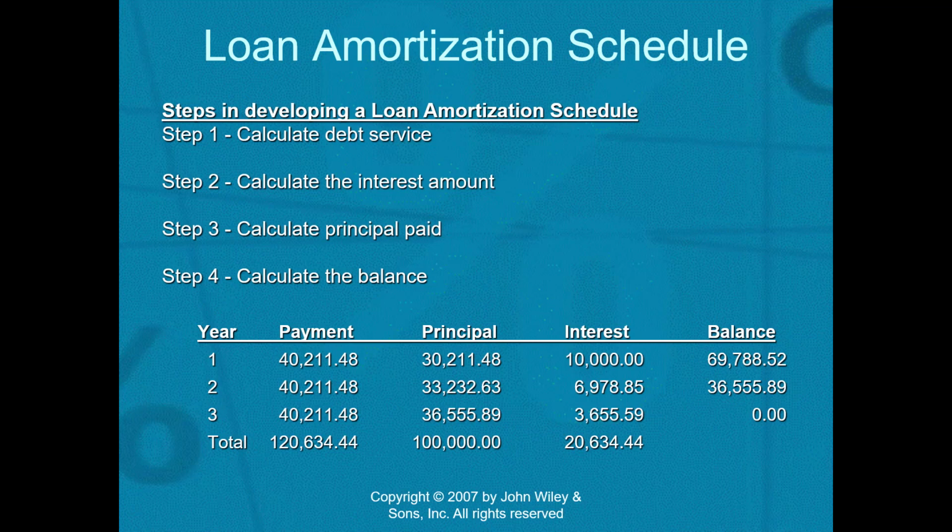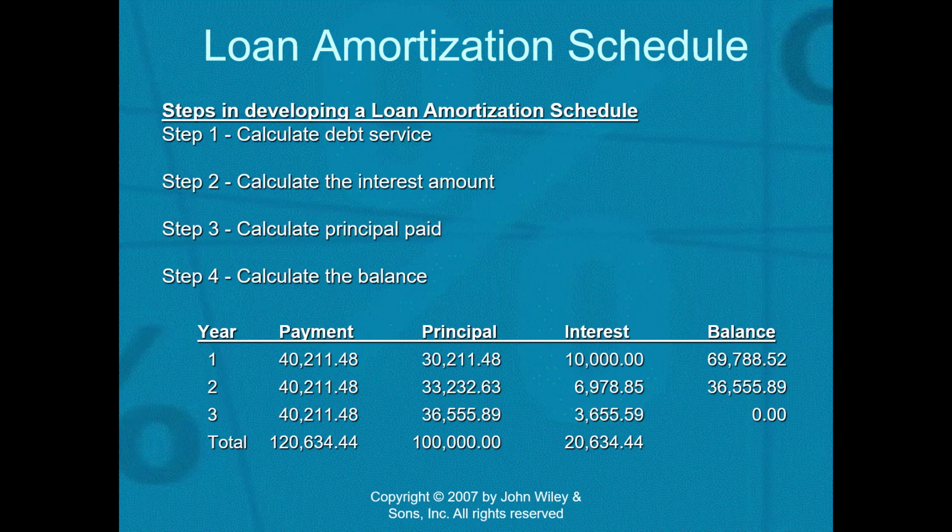So for right now, all I want you to know is this. When you borrow money, and in this case you see, we're borrowing a total of $120,634 that we have to pay back. In that case, we're going to pay $40,211.48 each year. In the first year, we're going to pay a principal amount of $30,211.48, and then each year we're going to pay additional principal. And principal is repayment of the money that you borrowed, okay? And that is $100,000 is the amount of money we borrowed in this loan.